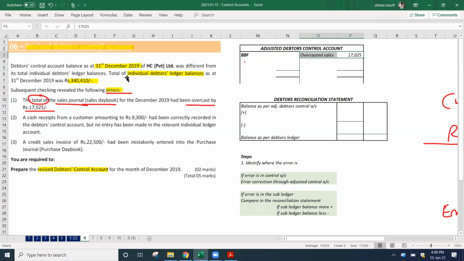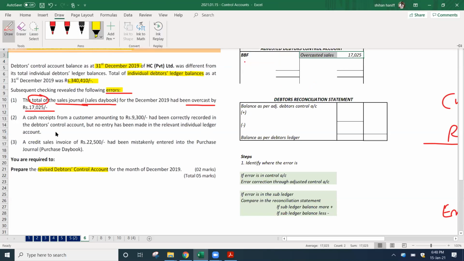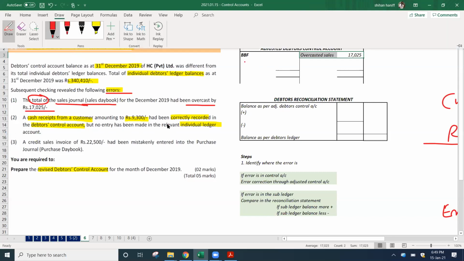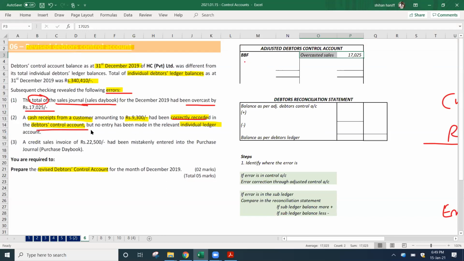Number 2. The cash received from a customer, 9,300, had been correctly recorded in the control account. The control account is correct, but no entry has been made in the relevant individual account. So where do you adjust? Control account or reconciliation? Here they are saying it is correctly recorded in the control account. So we have to adjust it in the reconciliation statement.